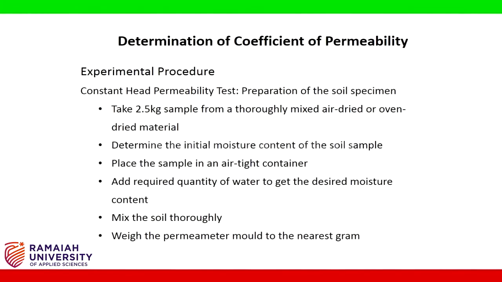Experimental procedure: constant head permeability test, preparation of the soil specimen. Take a 2.5 kg sample from a thoroughly mixed air-dried or oven-dried material. Determine the initial moisture content of the soil sample. Place the sample in an airtight container. Add the required quantity of water to get the desired moisture content. Mix the soil thoroughly. Weigh the permeameter mold to the nearest gram.